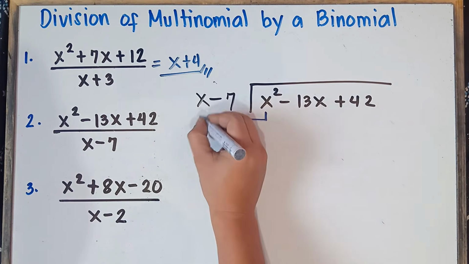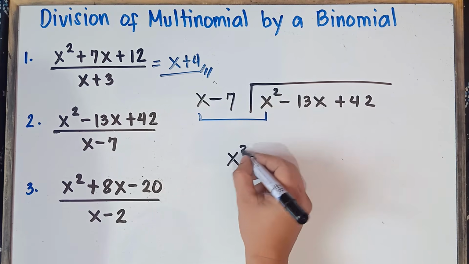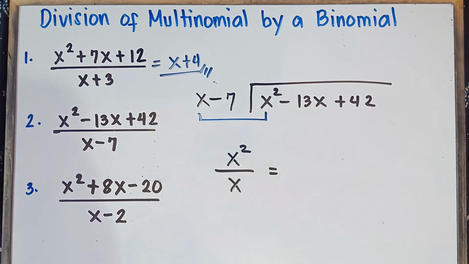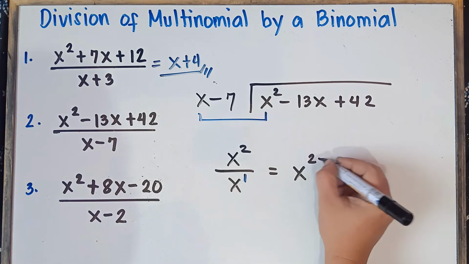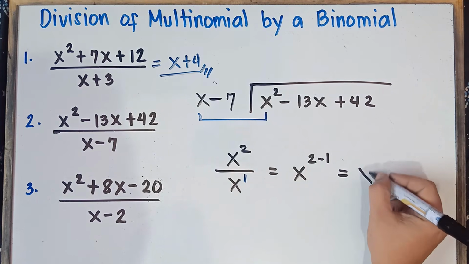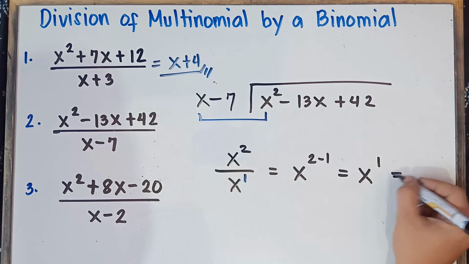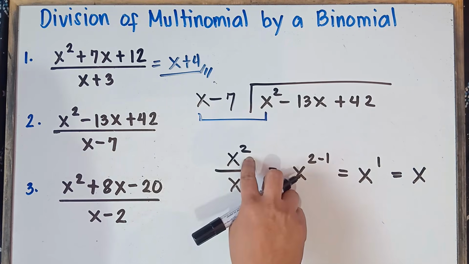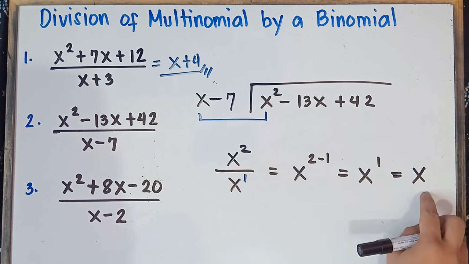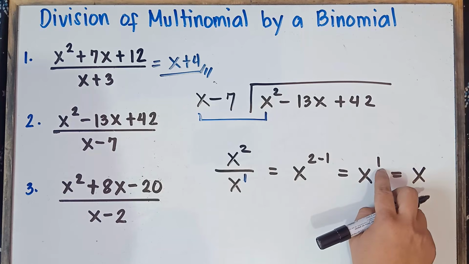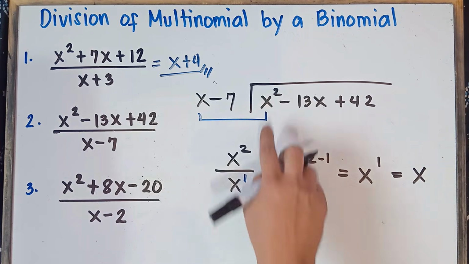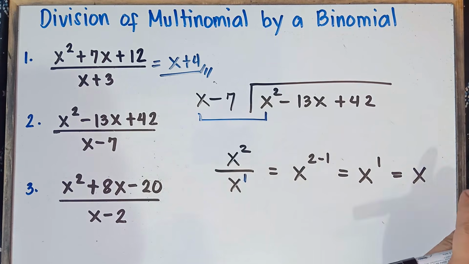So that would be x squared divided by x. Quotient rule, if they have the same base, simply copy the base and then simply subtract the exponent. Understood that there's 1 here, so that would be 2 minus 1. So that would be x raised to the power of 1, which is equal to x. So therefore, x squared divided by x, the answer, class, is x.